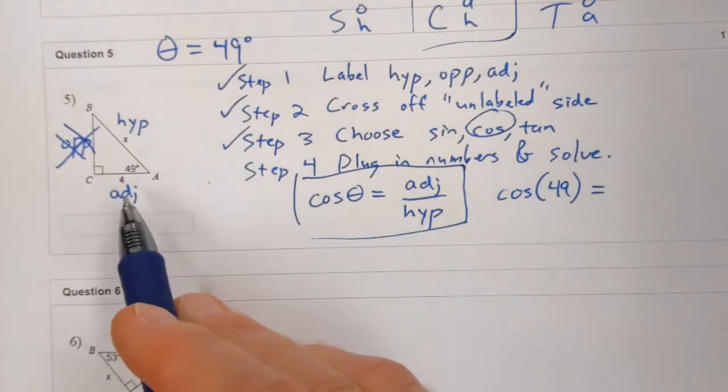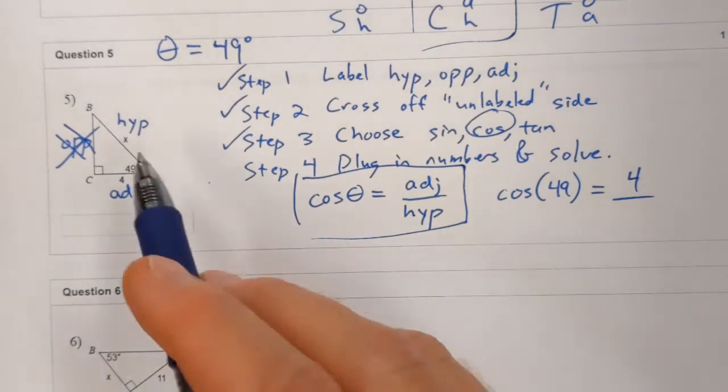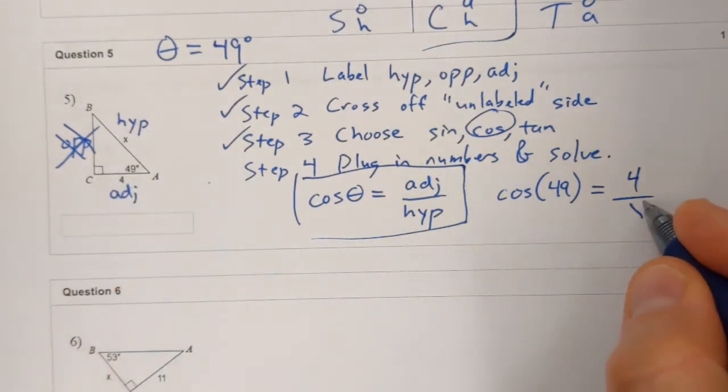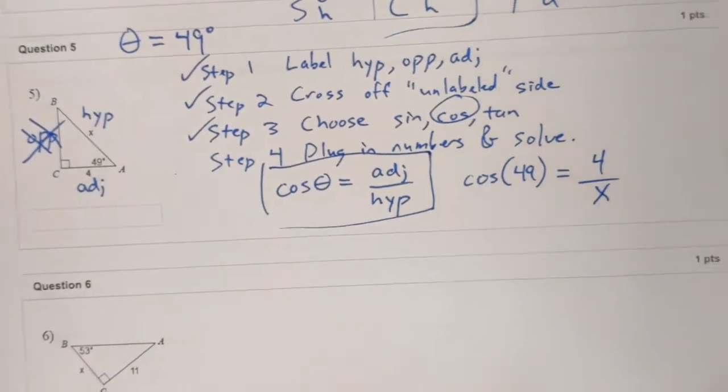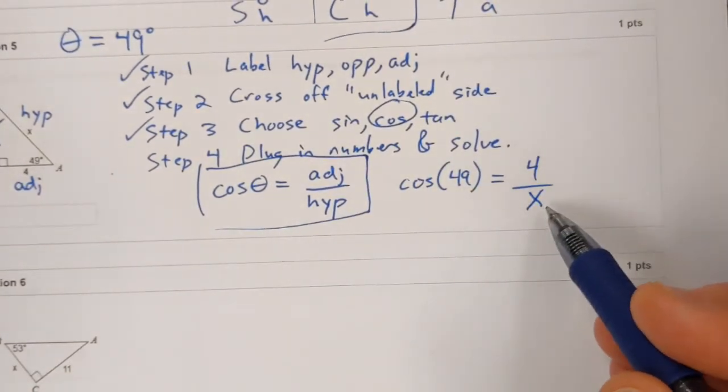The adjacent side is this 4 here. And the hypotenuse then is this x. And so we need to solve this equation. Now you'll notice here, this equation is unique from the previous one in that x is on the bottom of the equation. Go back to our last example.